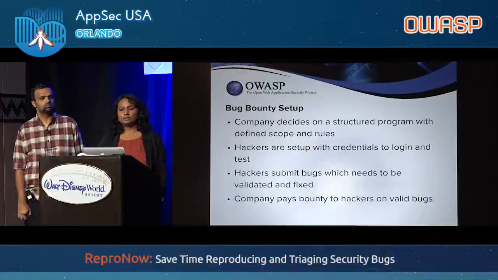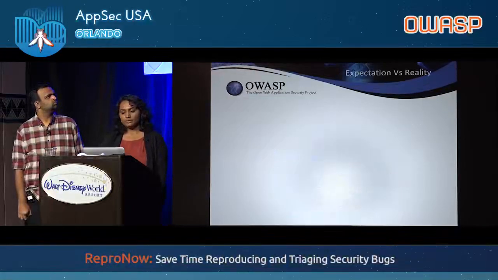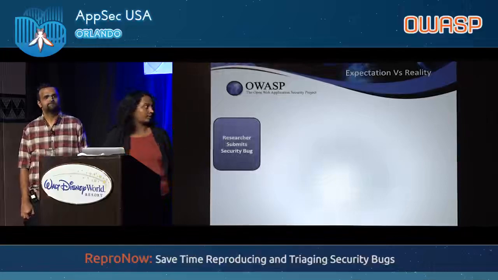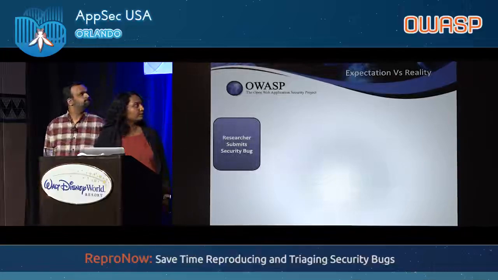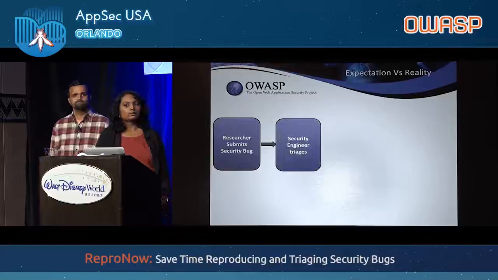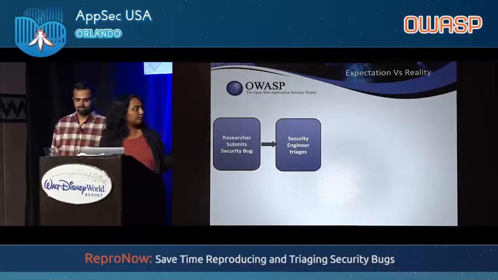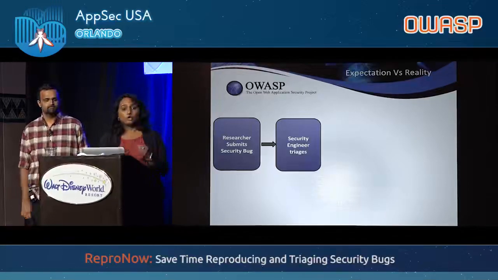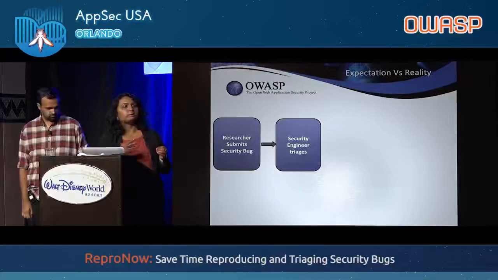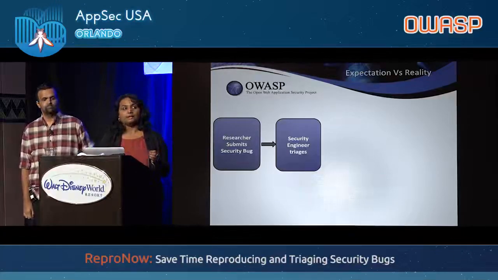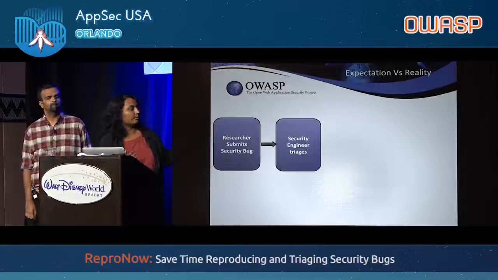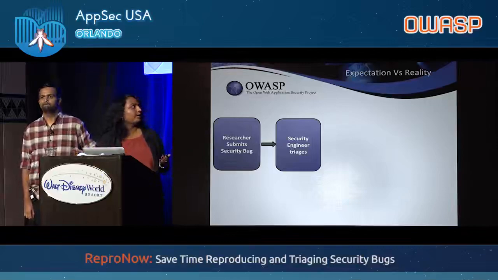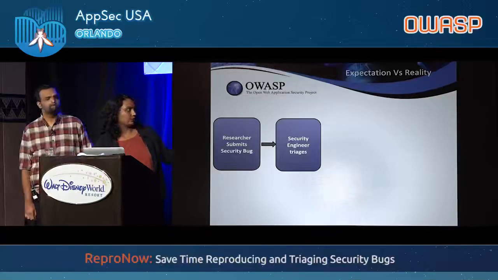So let's look at a little more in detail about what happens when a researcher submits a bug. We have a researcher who submits a security bug, all great right now. Then the security engineer triages this. Triage would involve looking into this bug and understanding the description of it, the impact of it, and also reproducing the entire bug and confirming the validity of it. Then further, once the bug is valid, the security engineer creates an internal ticket with Jira or whatever logging system you have, and the developer agrees to fix it. So that is the triaging part of it.